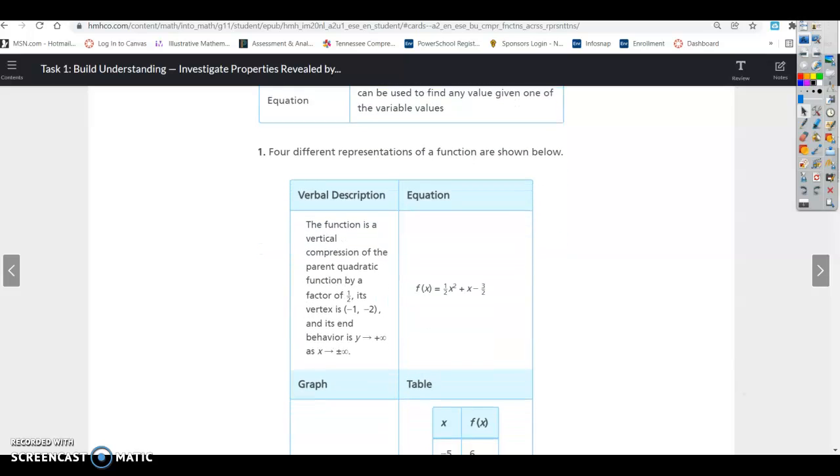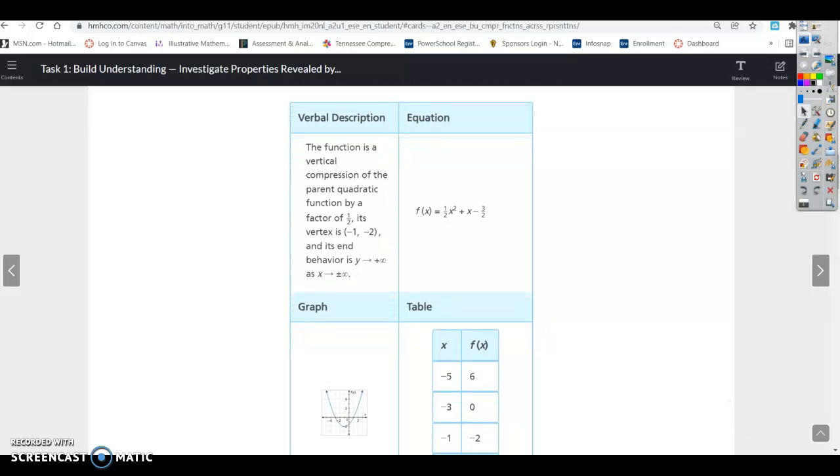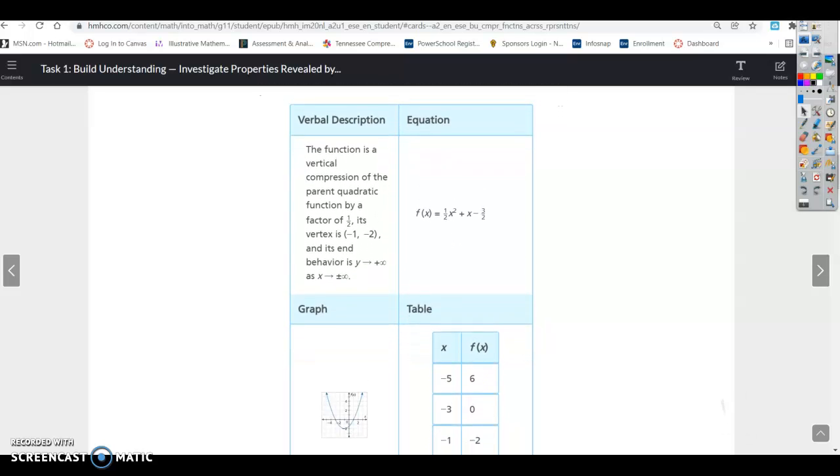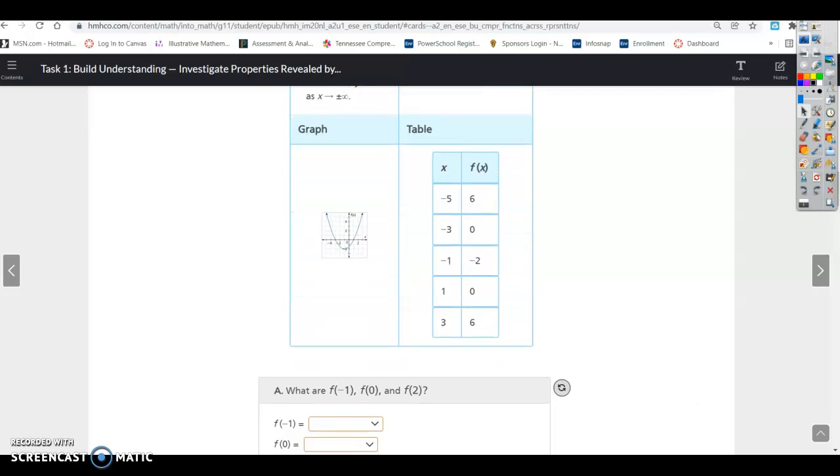It says 4 different representations of a function are shown. So this is 4 different ways to look at the same function. This is the verbal description, the equation, the graph, and the table, and these all are the same function. They're all f of x, they're just written in a different form. So that's what it means to be investigating properties of different forms. A verbal description, equation, graph, and table are different forms of the same function.